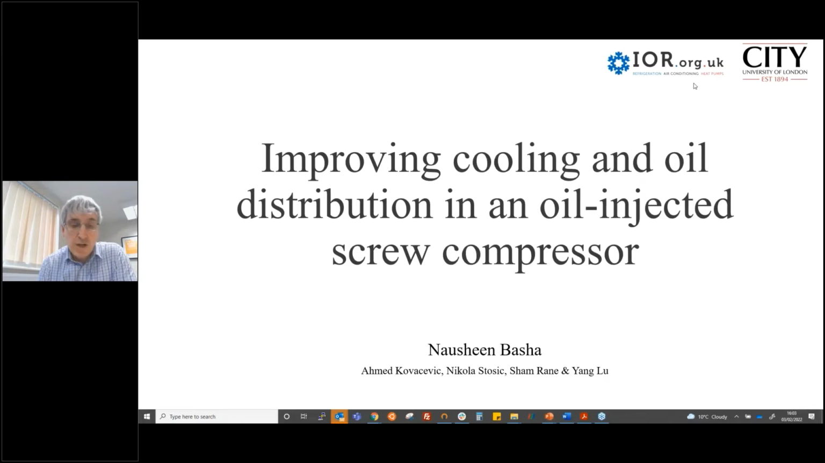Nasheen Basha is a chartered engineer and project manager for a research program aimed at advanced machine learning and computational fluid dynamics at Imperial Chemical Engineering Department. She has a very keen interest in fluid dynamics, multi-phase flow, computing, and improving diversity in engineering. She graduated with a PhD from the University of London, focusing on computational fluid dynamics, modeling, and oil injection screw compressors. Over to Nasheen.